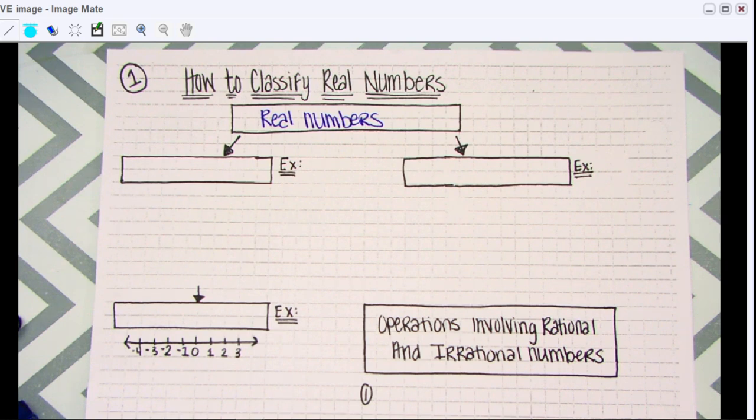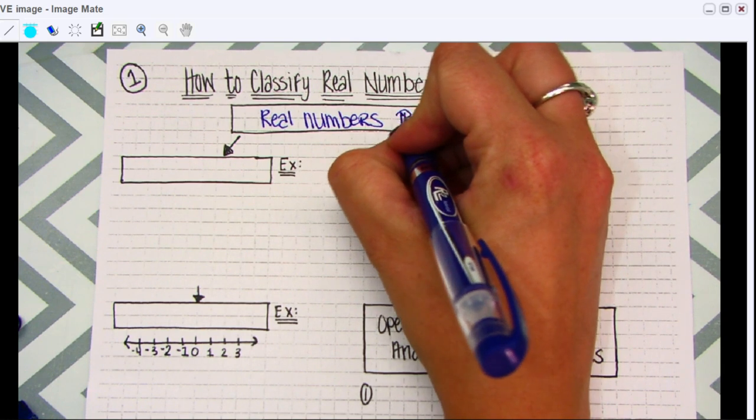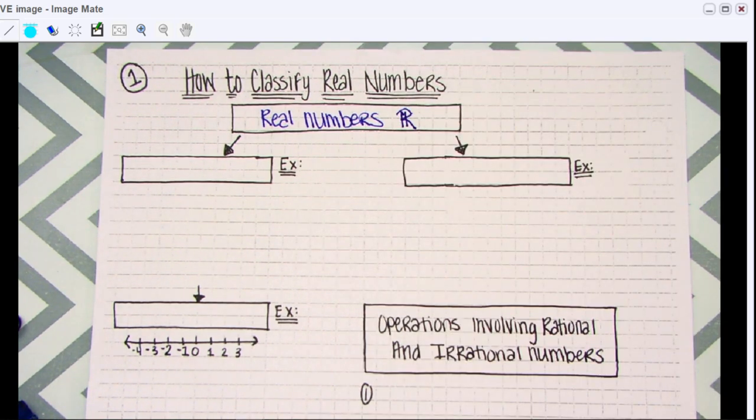Okay. Does anybody know the symbol for real numbers? It's what? It's a letter. Yes, it is an R with an extra line. Good job, Destiny. It looks like this. Okay. R with an extra line. That is real numbers. Okay.